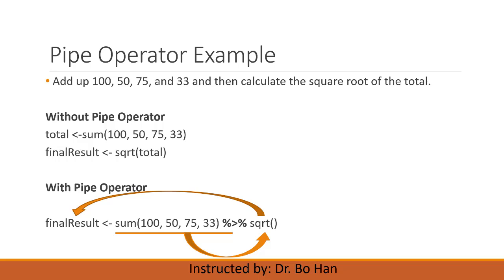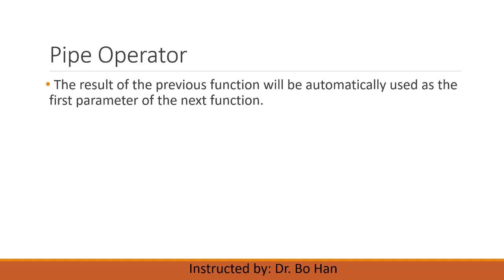This value given to a function is called a parameter. As you can see here, parameter. The keyword is parameter. A parameter is basically a value given to a function.